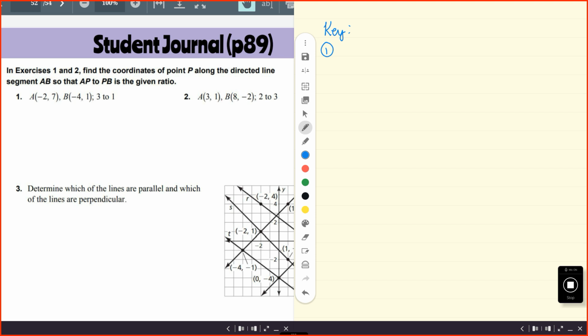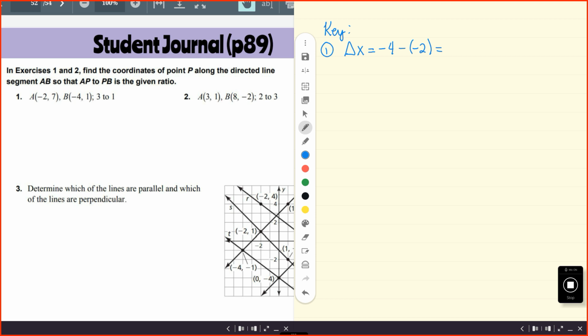Okay, whenever you're ready. So let's start again. Number 1. So first, let's find delta x, which is x2 minus x1. So you're going backwards. So your x2 is negative 4. Take away your x1, which is negative 2.